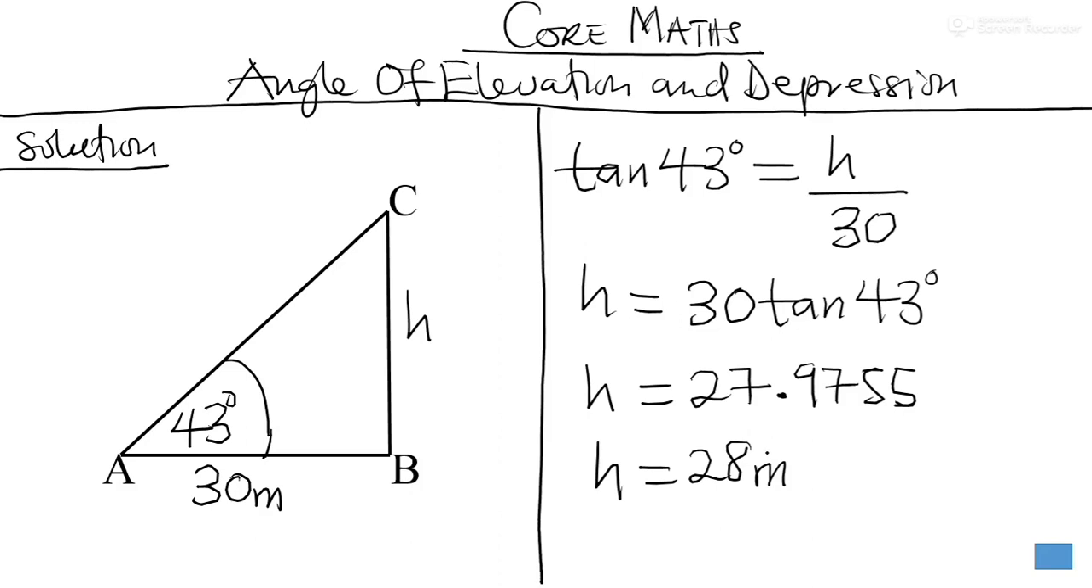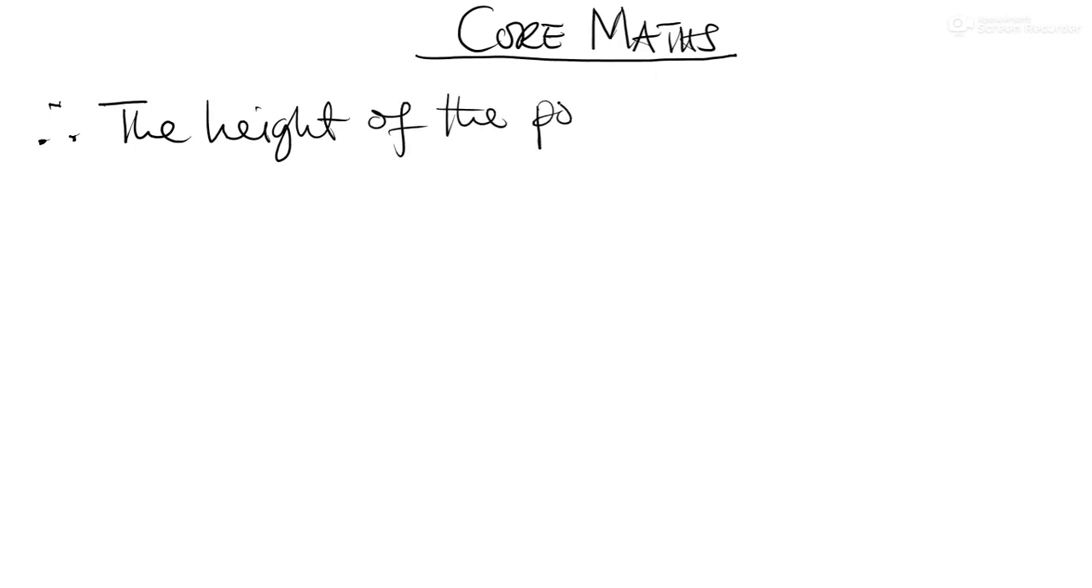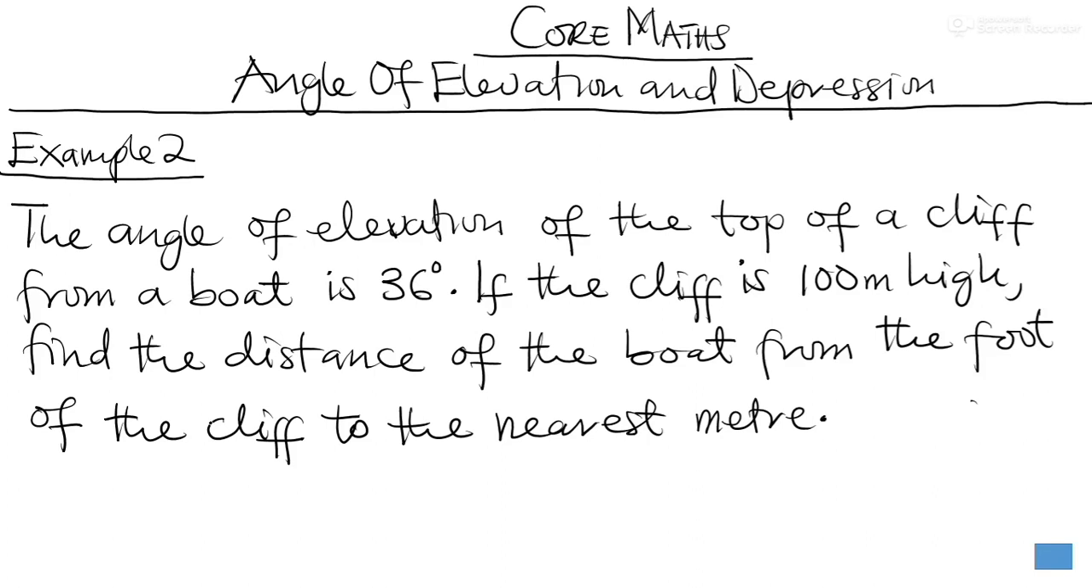Now, you have to conclude on your answer. The question asked us to find the height of the pole to the nearest meter. So you need a statement to conclude that. So you write, therefore, the height of the pole is 28 meters. Good. Now you are done. Okay, right. So let's move on to the second example.